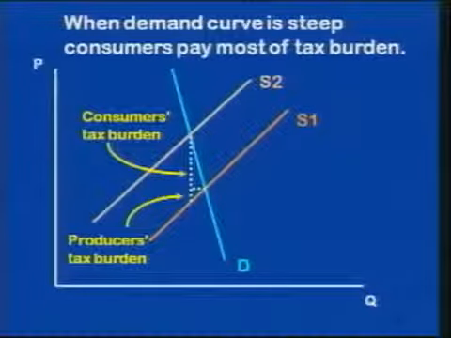Here we've got a very steep demand curve, and what happens here is the consumer pays most of the tax. The producer has an extremely small portion of the tax burden. So if you want consumers to pay a lot of the tax, you want to place the tax on goods with steep demand curves. So let's go back to our examples. What are goods with steep demand curves?